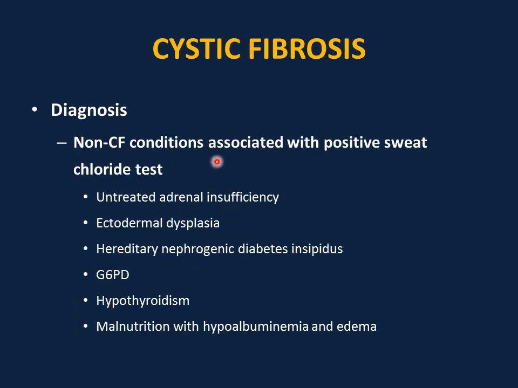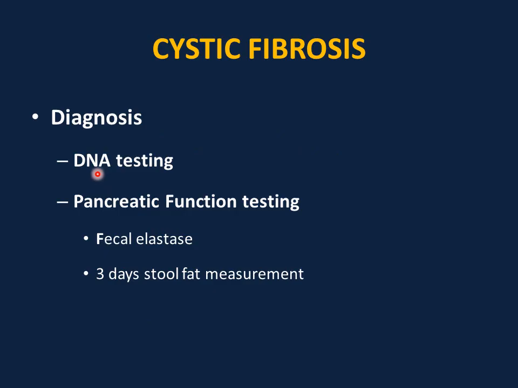Non-cystic fibrosis conditions associated with positive sweat chloride test, for example, untreated adrenal insufficiency, ectodermal dysplasia, hereditary nephrogenic diabetes insipidus, G6PD, hypothyroidism, and malnutrition with hypoalbuminemia and edema. These conditions can be associated with positive sweat chloride test in a child who actually does not have cystic fibrosis. Genotype or DNA testing is recommended for individuals with a positive family history and for couples planning a pregnancy. It is not necessarily indicated for the general population.